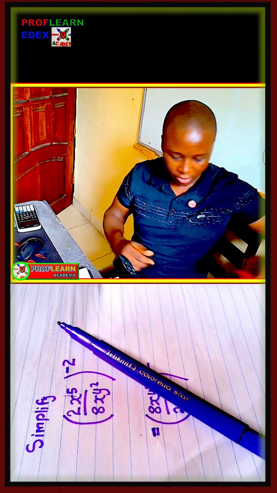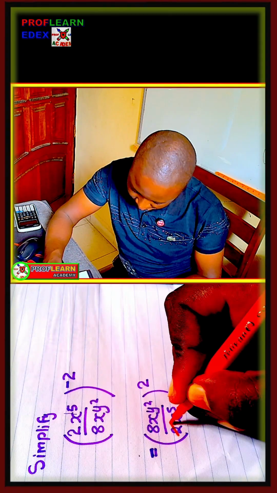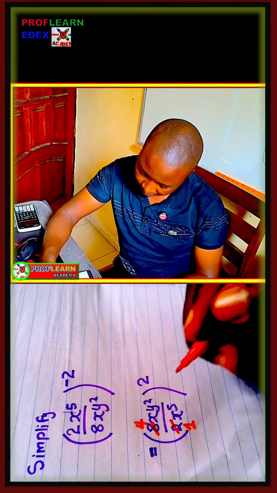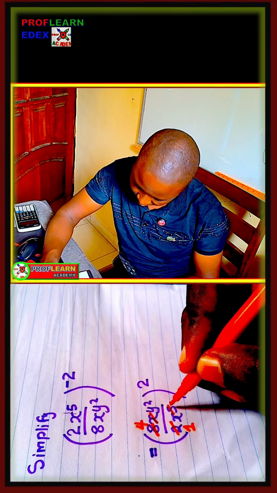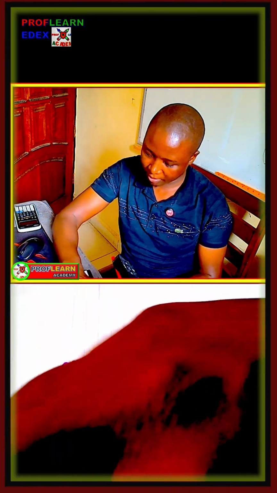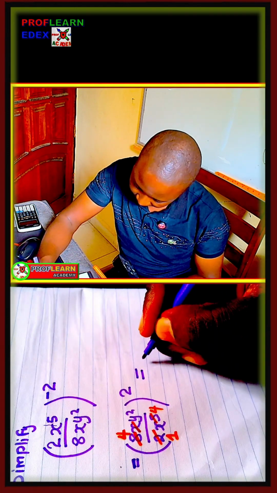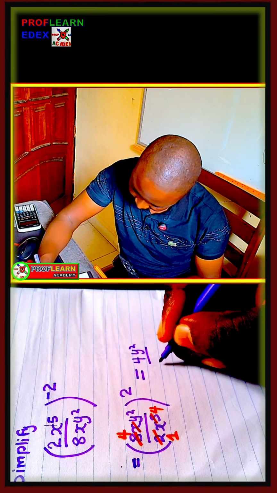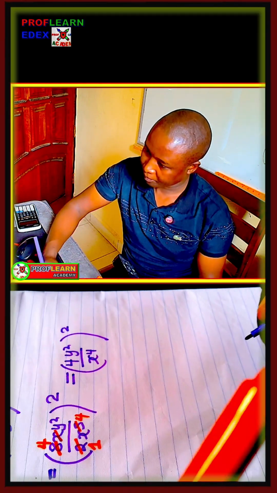So next we are going to cancel. This 2 goes into 8 four times. Also, one x will cancel with one of the x's in the numerator, and we shall have 4 at that point. So which means in this we are going to have 4y squared over x raised to power 4, all raised to power 2.